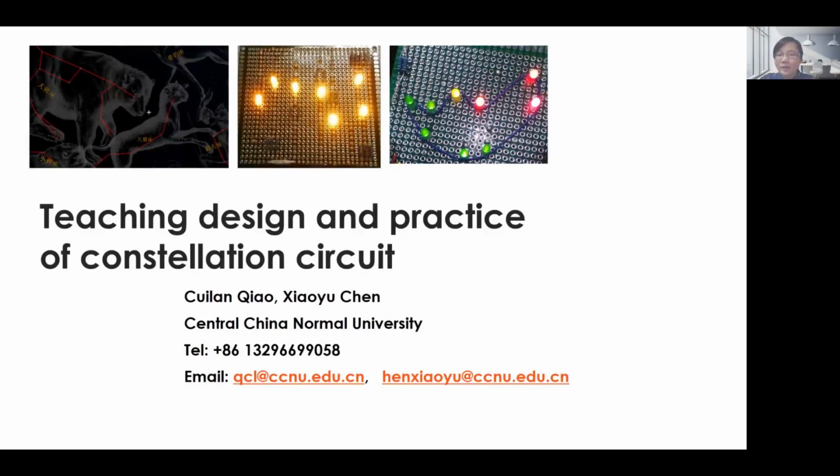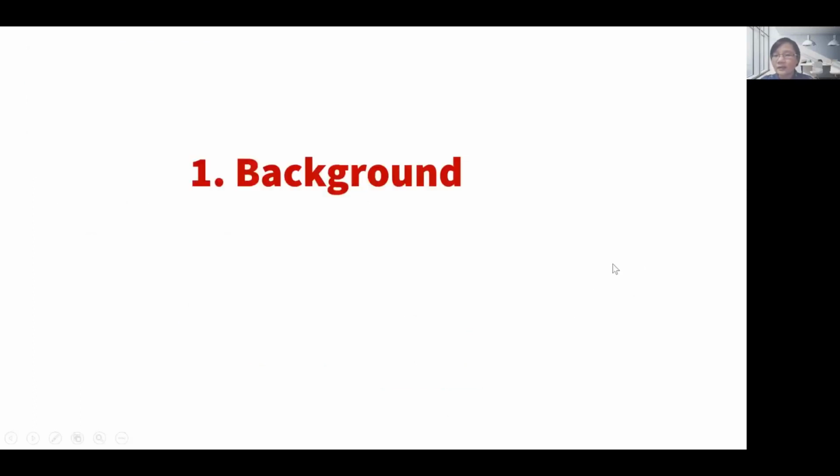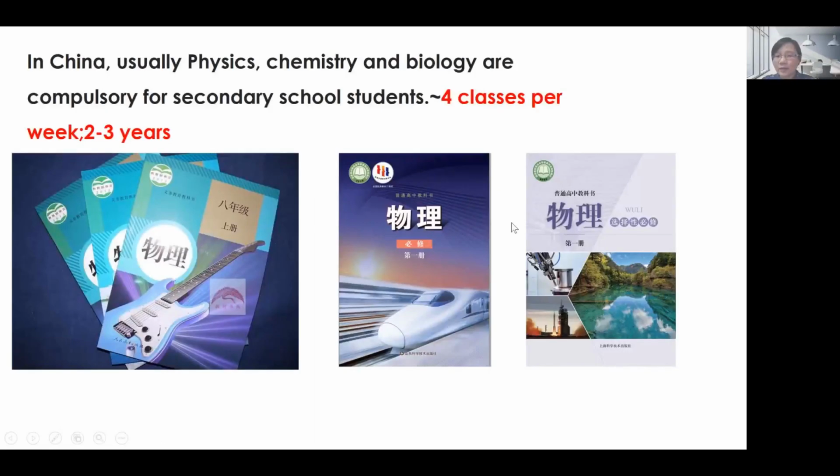In the first part of the talk, I will introduce the background of it, why we design in this case. And then I will introduce the design and the practice. The first part, background.